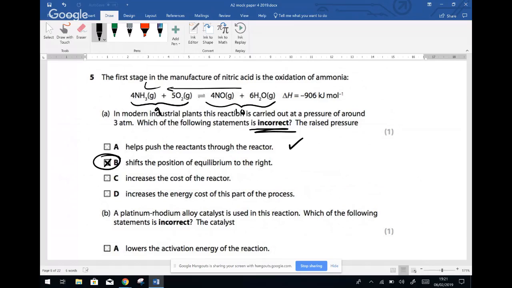Increased cost of reactor, of course it is. Increased energy costs. Guys, if you raise pressure, trying to keep it there is hard work, it's expensive, and the reactor must be at a much higher cost. You have to build it out of exotic materials.